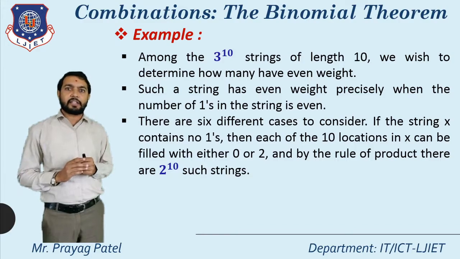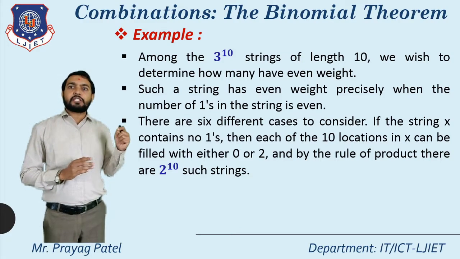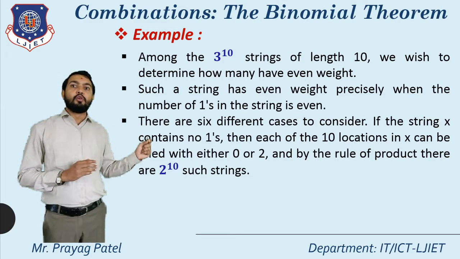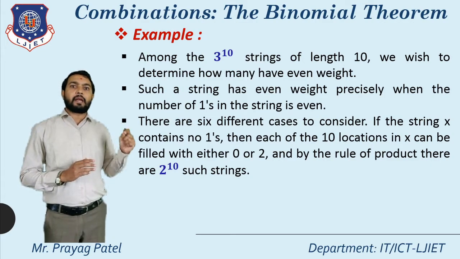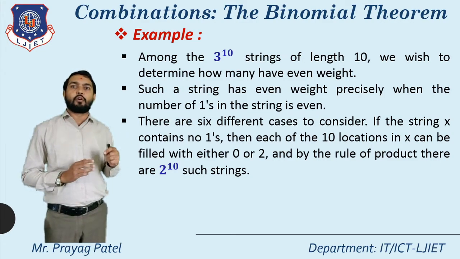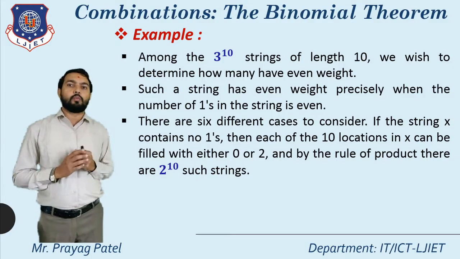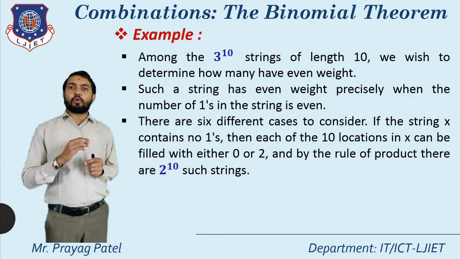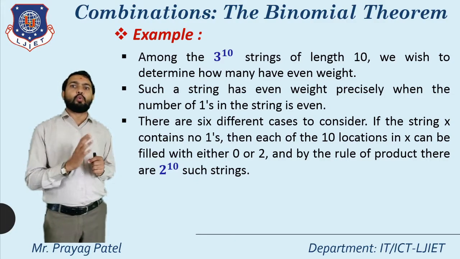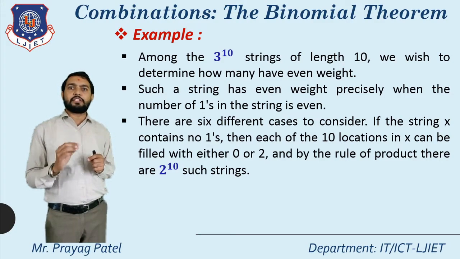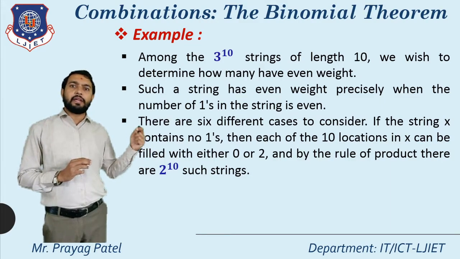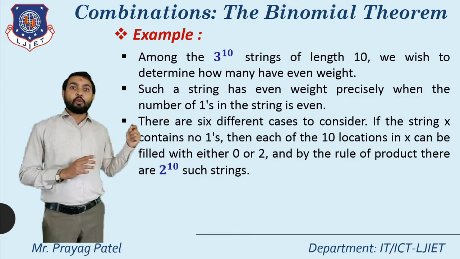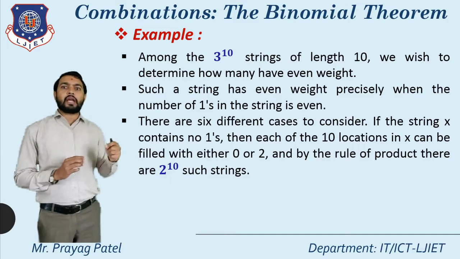There are 6 different cases to consider. If the string x contains no ones, then each of the 10 locations in x can be filled with either 0 or 2. That means in the string not a single one is available, so all the elements are 0 or 2. All 10 elements are 0 or 2, so the addition is even. By the rule of product, there are 2 raised to 10 such strings possible.